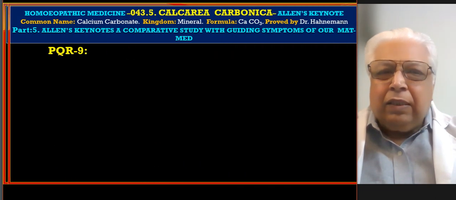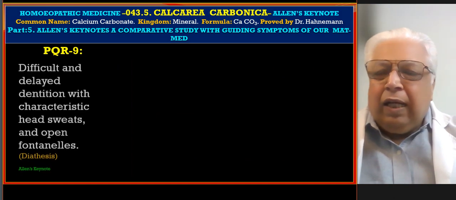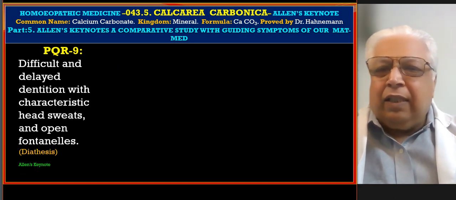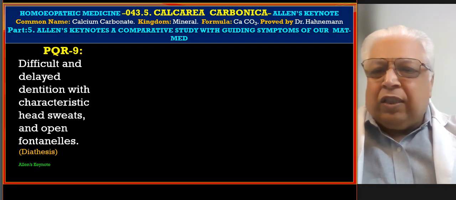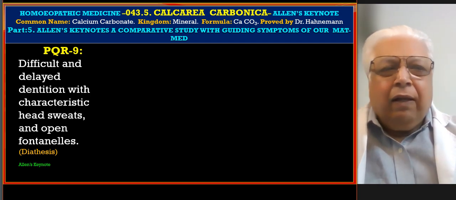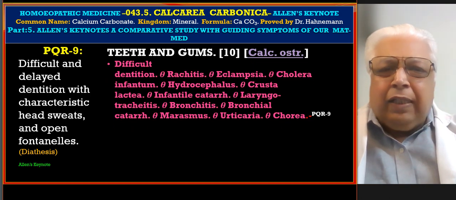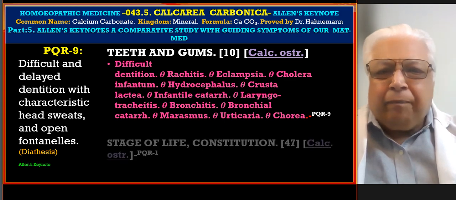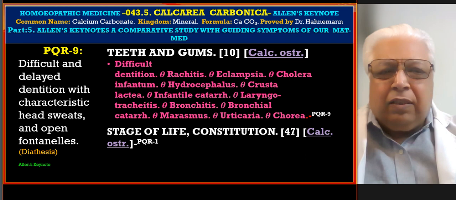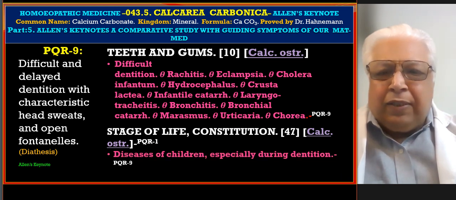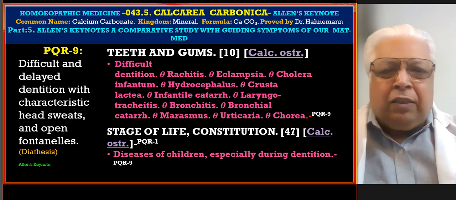So let us go to the next PQR, and the next PQR is difficult and delayed dentition with characteristic head sweats and open fontanelles. This is the diathesis part, and we get reference in chapter 10, teeth and gums. Difficult dentition and different conditions where Herring has used this remedy. These are the clinical conditions where he has written here. And Stage of Life and Constitution, chapter 47, we get again first grade representation: diseases of children, especially during dentition.